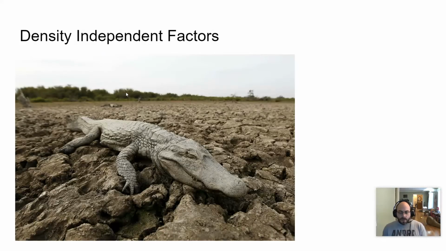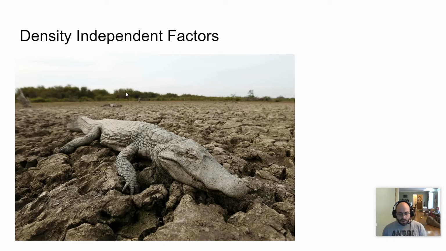You get the idea. Density independent factors affect all populations equally, meaning that it doesn't matter if a population is densely populated or sparsely populated, that population is going to be affected equally. So here's a picture of drought. Drought is a natural disaster. It doesn't matter if there's 5 people in the population or 500, it is going to affect those populations equally. These are typically abiotic factors in nature, but not always.